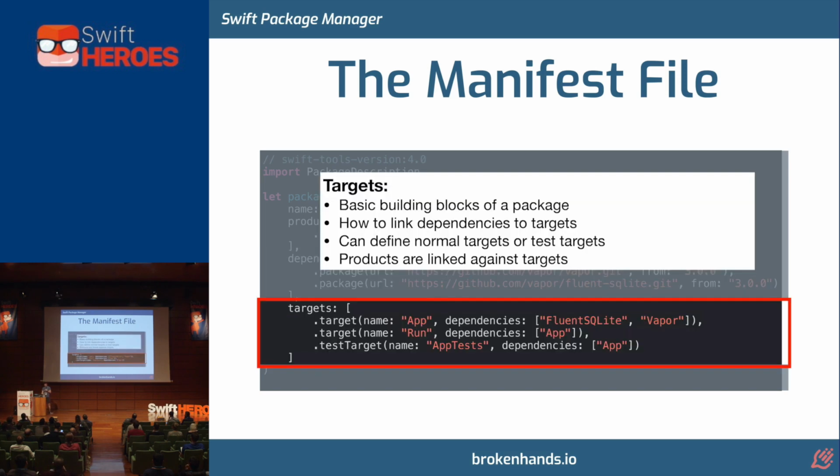And then finally, we have the targets. These are the basic building blocks of your package. There are two types of targets: a test target and a regular target. It tells the compiler and Swift Package Manager how to link your different dependencies to which target. So you need to specify which of your targets link to which dependencies. Otherwise, the compiler won't link them, and you'll have compilation errors. So that was the hugely entertaining Swift Package Manifest file, but hopefully that's quite informative.